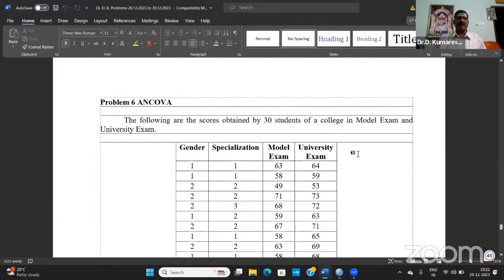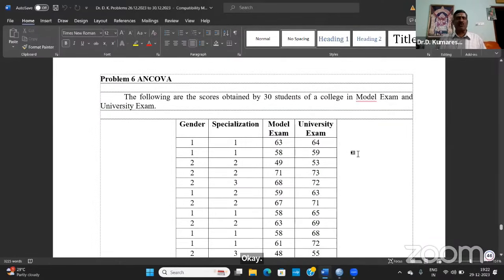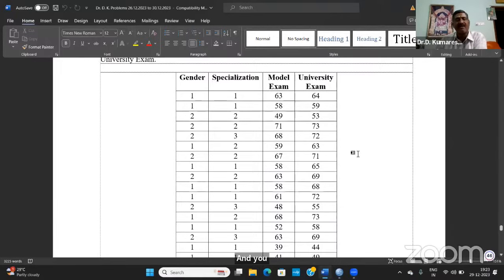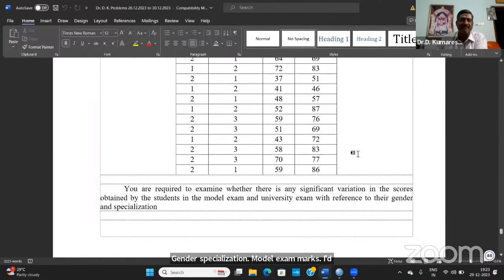Look here. The problem is ANCOVA. The following are the scores obtained by 30 students of a college in the model exam and university exam. Gender, specialization, model exam marks, and university exam marks are given.